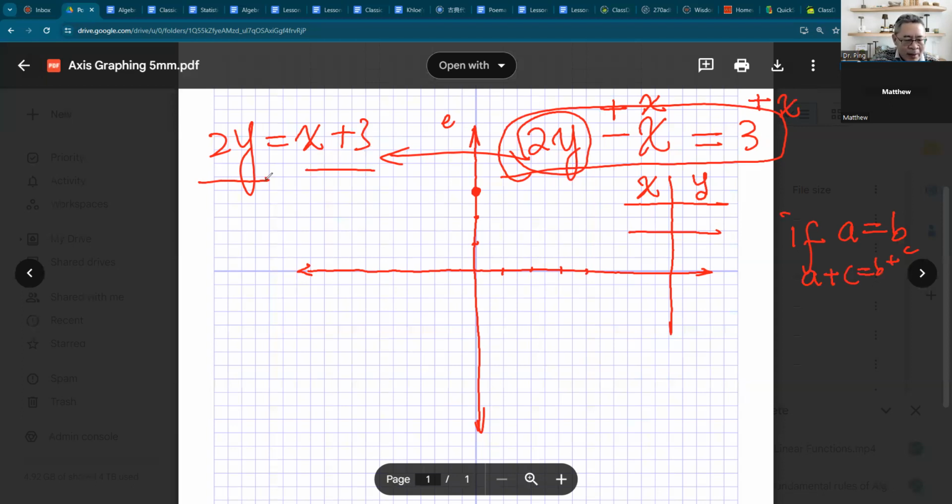But the reason I write it like this is to help me find points. I'm going to keep this side even, so instead of taking x as 0, I put 1 here. Then 1 plus 3 is 4. Then 2y equals 4. Then y equals 2. So I found that. Good?